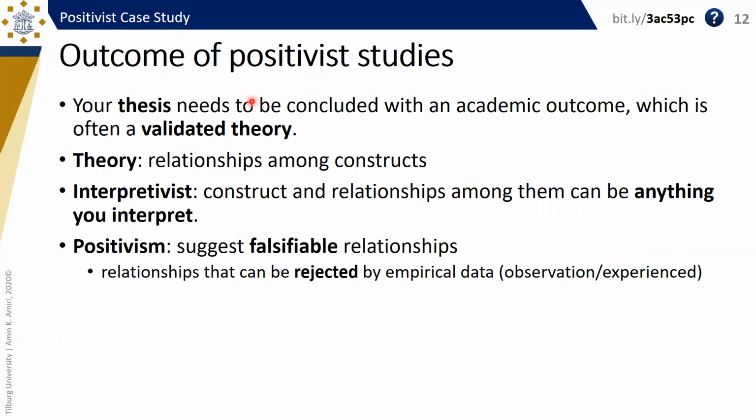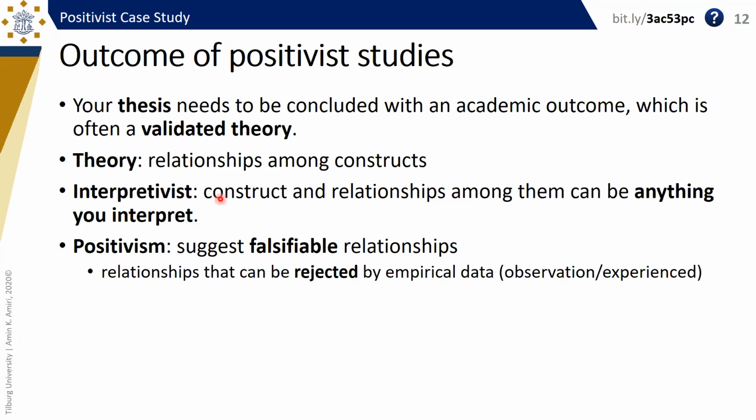What is the outcome of a positivist study? It's usually a theory, a validated theory. And that means your thesis should end up with a validated theory. A theory is a set of relationships among several constructs. Our enemies are interpretivists. I'm just kidding, okay? But the enemies of positivists are interpretivists. There's a clash between the two.